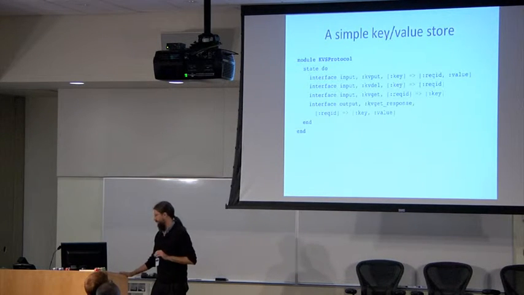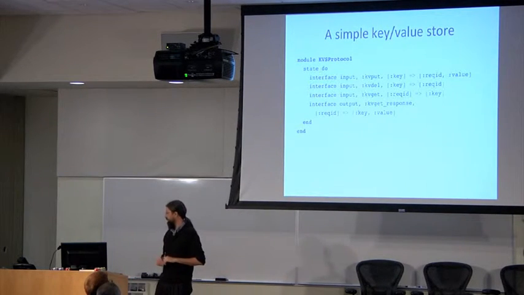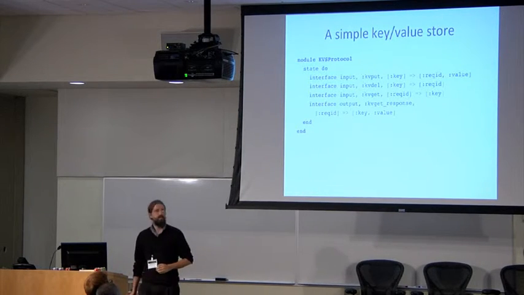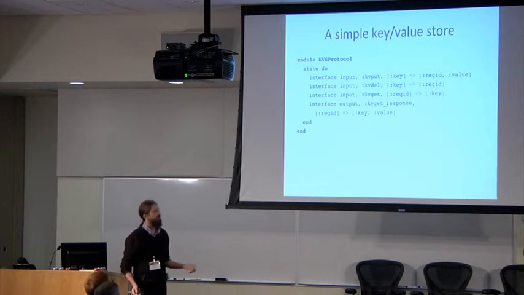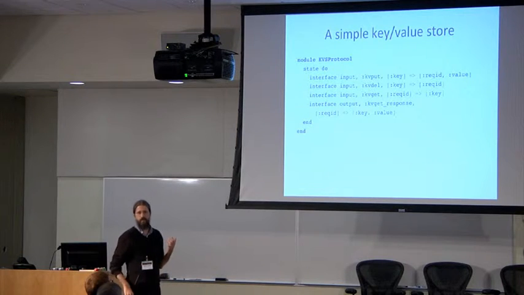And I'm going to get into why we care about that. I'm going to go fast through this, but here's another example of a Bloom program. This is a protocol for a key value store. Okay, well, what's the external interface of a key value store? Well, you can do puts, dels, and gets, right?